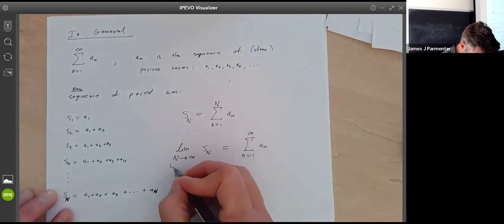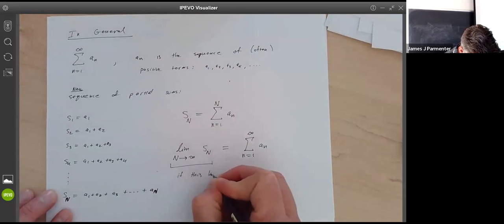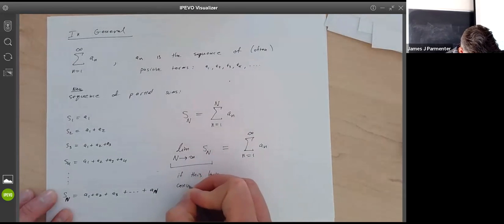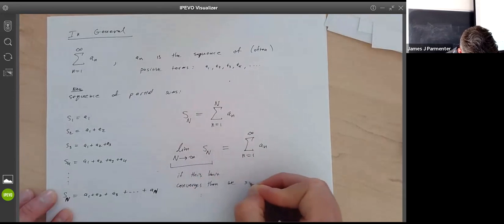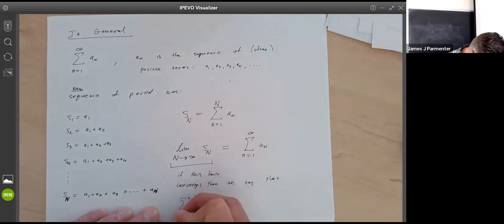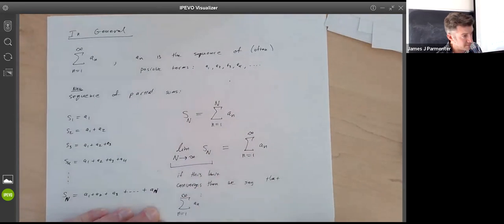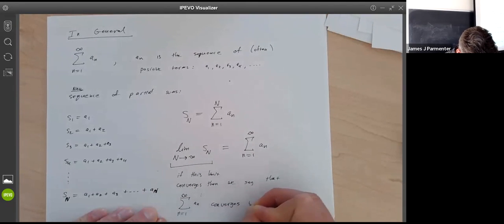So if this limit converges, then we say that this sum, this infinite series, converges to that limit.